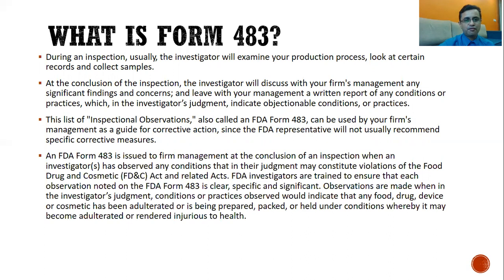An FDA Form 483 is issued to firm management at the conclusion of the inspection when an investigator has observed any condition that in their judgment may constitute a violation of the Food, Drug and Cosmetic Act and related acts. FDA investigators are trained to ensure that each observation noted on the FDA Form 483 is clear, specific and significant.